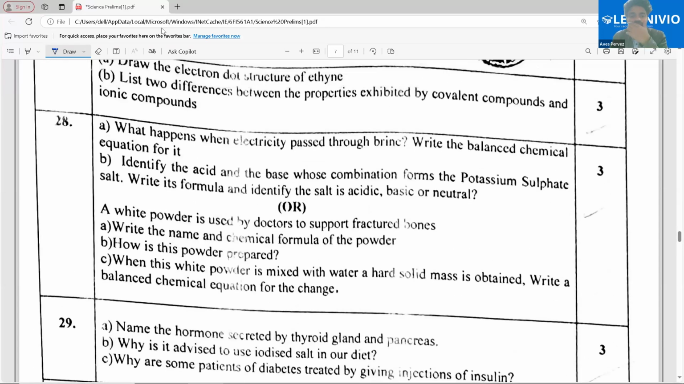Yes, white powder is used by the doctor to support the fractured bones. बताइए इसका आंसर क्या होगा? बहुत ही सिंपल है. Gypsum, plaster of Paris. Yes, it will be POP.